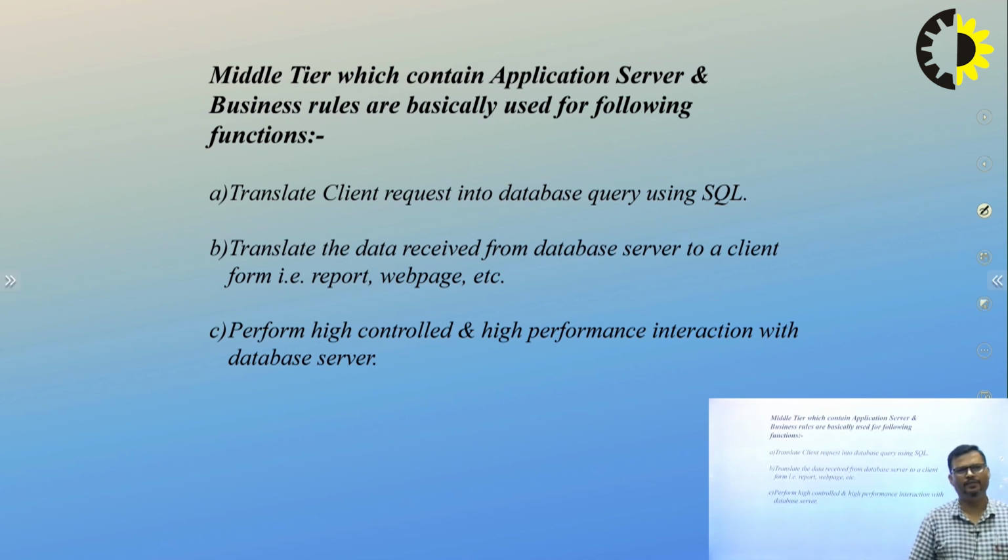Middle tier, which contains the application server and business rules, is basically used for the following points: translate client request into the database query using SQL. Next, translate the data received from the database server to the client, from a report to web pages, on behalf of web pages. Then next point, perform high control and high performance interaction with the database server.